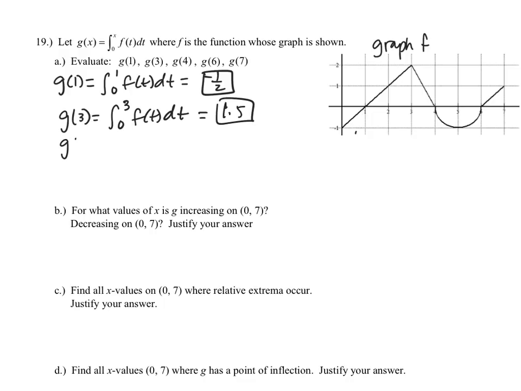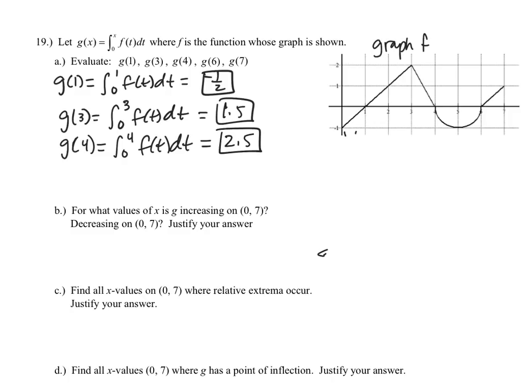And then g of 4, the next part, would be the integral from 0 to 4 of f of t dt. Okay, now if we look at the whole thing from 0 to 4, remember 0 to 3 was 1.5, and then 3 to 4, this area right here is half of a rectangle that has an area of 2, so that's just one more. So that would be 2.5, or if you want to write it as a fraction, it'd be 5 halves. So this would be 2.5 or 5 halves.